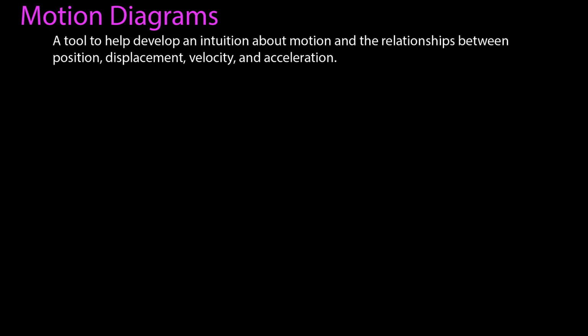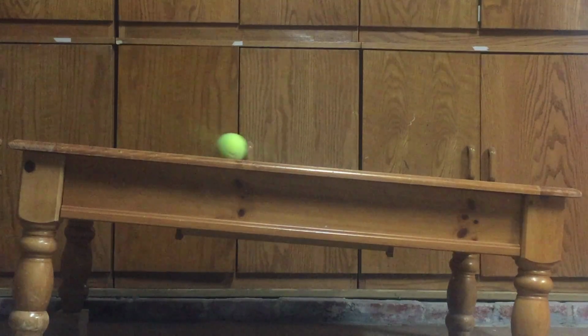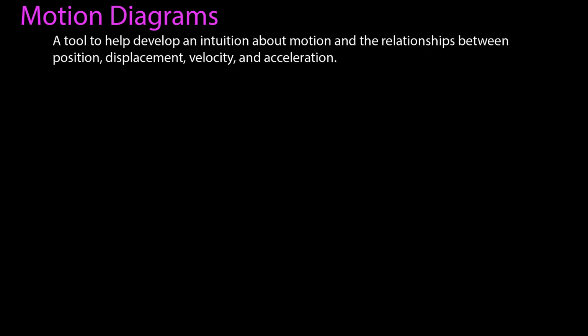In this video, I'm going to teach motion diagrams to analyze events. A motion diagram is a tool to help develop an intuition about motion and the relationships between position, displacement, velocity, and acceleration. Let's start with an event of which I took a video. Okay, we saw a tennis ball roll down an inclined table.